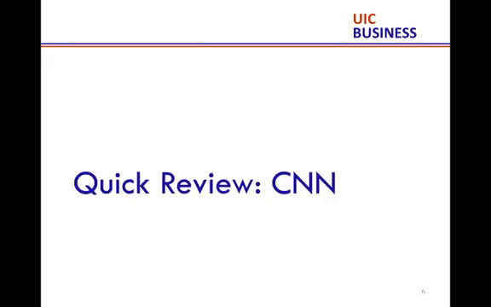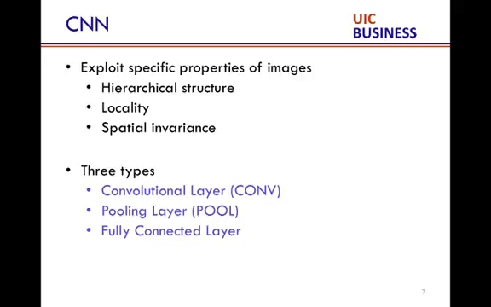Okay, so quick review. From last lecture, we tried to exploit the specific properties of images, like hierarchical structure. For example, if you're trying to identify a car, there are going to be tires, windows, headlights, and so on. There's a locality aspect in images. For example, there are going to be edges all over the place in an image of a car, so there could be an edge detector which can locally find the edge.